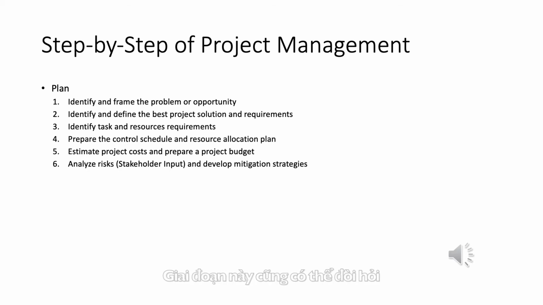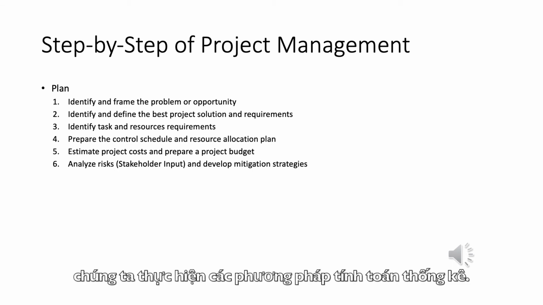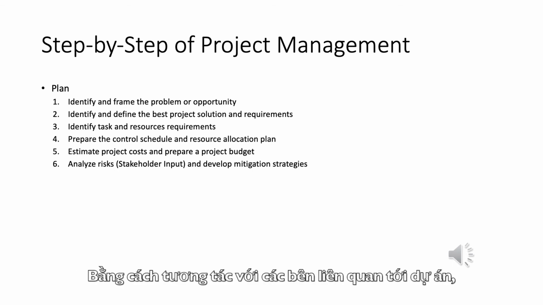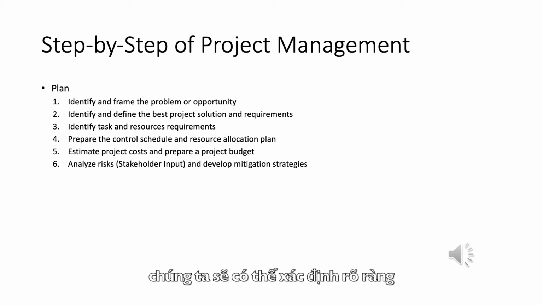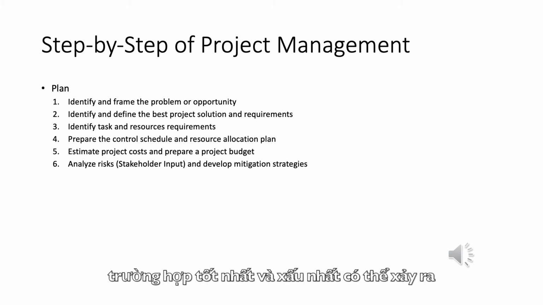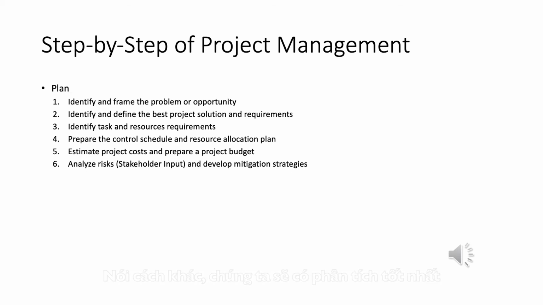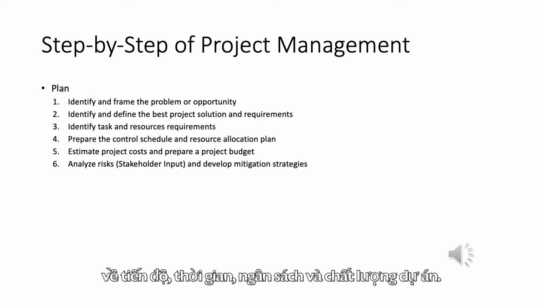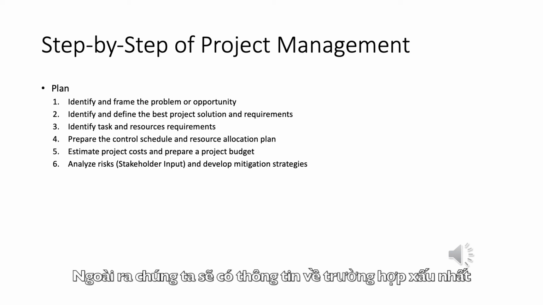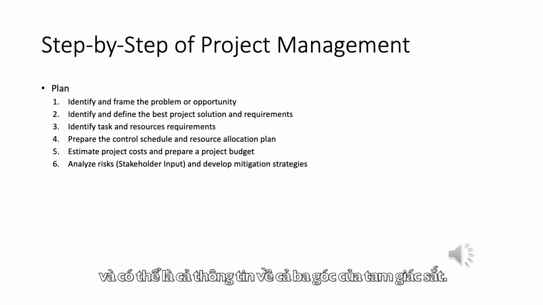During this same phase, we will be doing some statistical calculations as well. By talking with the stakeholders who are on the project, we will be able to estimate very clearly what the best case and worst case analysis will be on things like the iron triangle. In other words, we'll get a best case analysis on the schedule, the time. We'll get a best case on budget and also on the quality. Furthermore, we'll get worst case information and probably some most likely information for all three of the iron triangle corners.